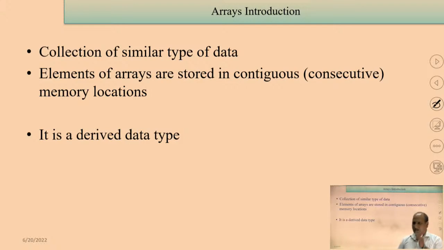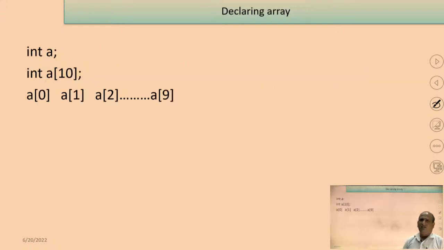One key concept is that all the elements of the array are stored in contiguous memory locations. We already studied that array is a derived data type, defined from the previously discussed primitive data types. It is a collection of similar type of data, all its data are stored in contiguous memory locations, and it is a derived data type.